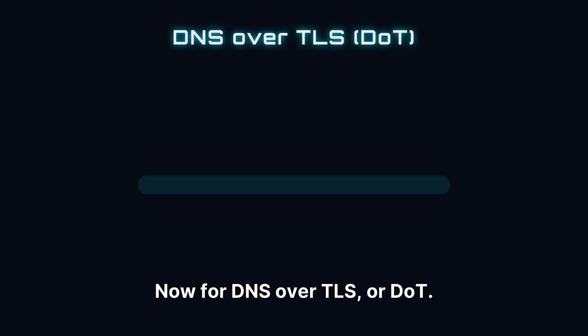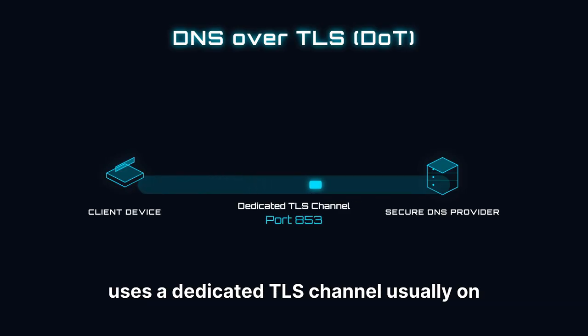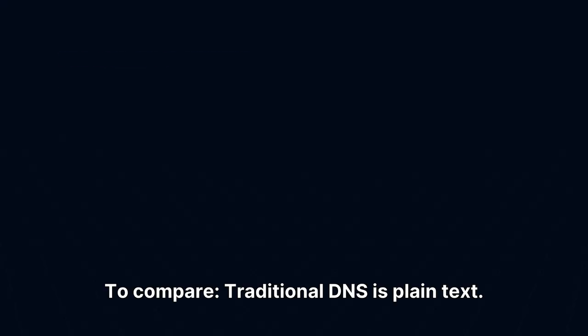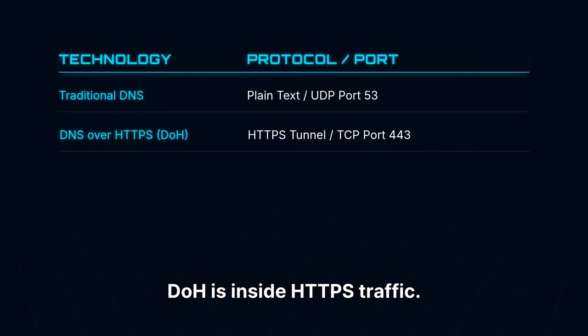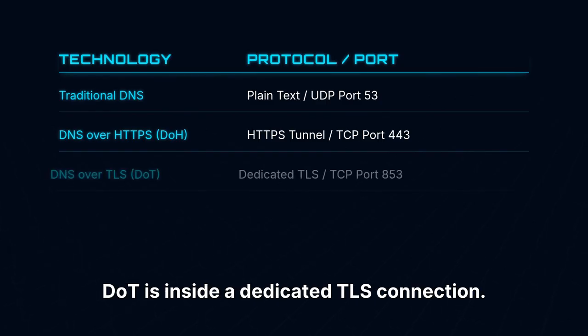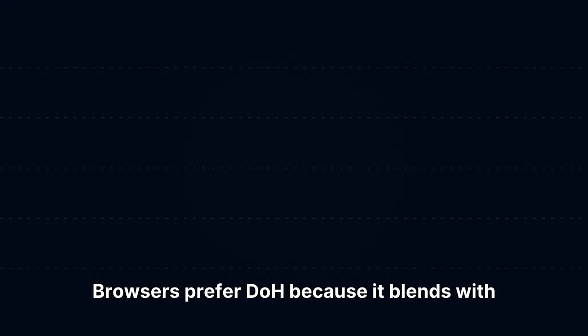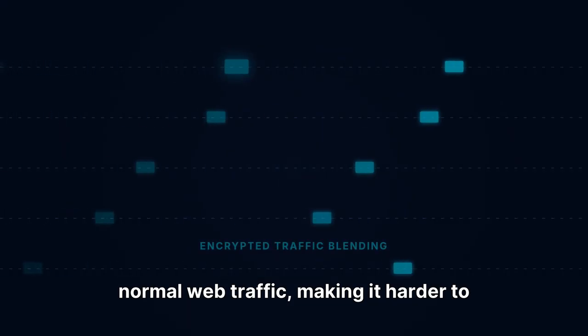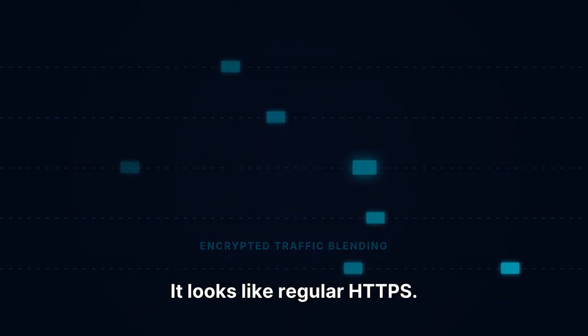Now, for DNS over TLS, or DoT, like DoH, it encrypts traffic, but it uses a dedicated TLS channel, usually on port 853. To compare, traditional DNS is plain text. DoH is inside HTTPS traffic. DoT is inside a dedicated TLS connection. Both aim for privacy. Browsers prefer DoH because it blends with normal web traffic, making it harder to block or inspect. It looks like regular HTTPS.